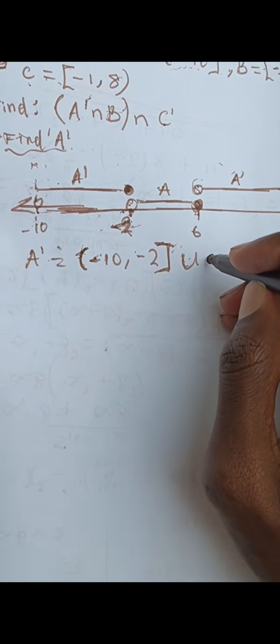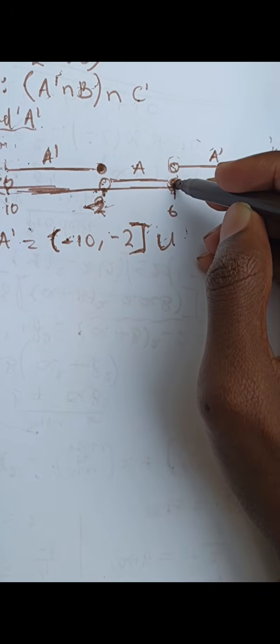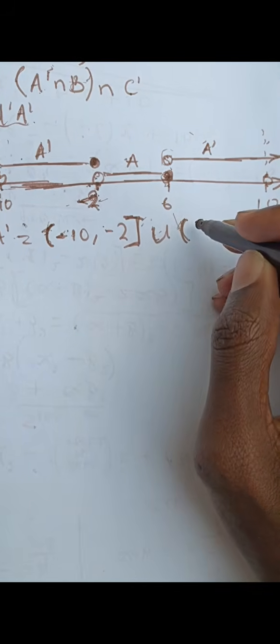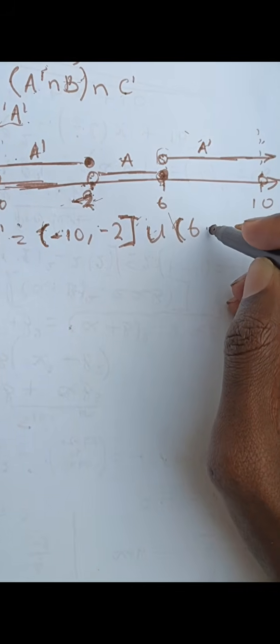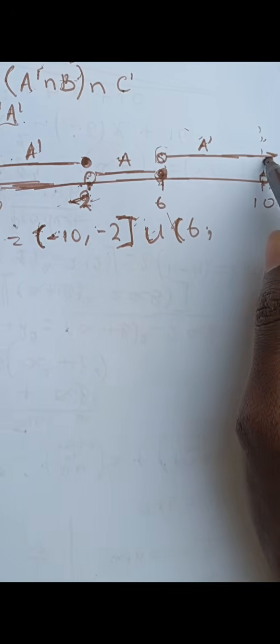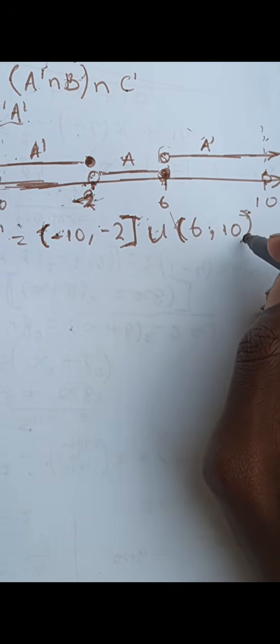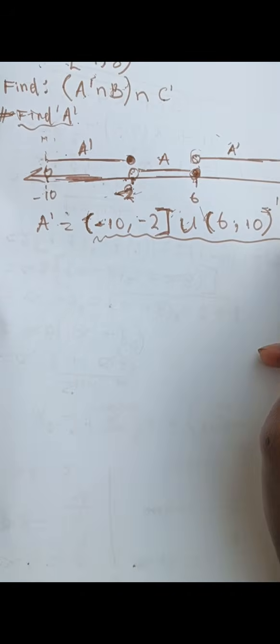Then we say union. So we have 6 here. So 6, we are going to use this symbol because it is not shaded, meaning that 6 won't be part of the A complement. Comma. We are ending at 10, so we put 10. With which symbol? This one, because 10 is not part of the set. So you've just found A complement.